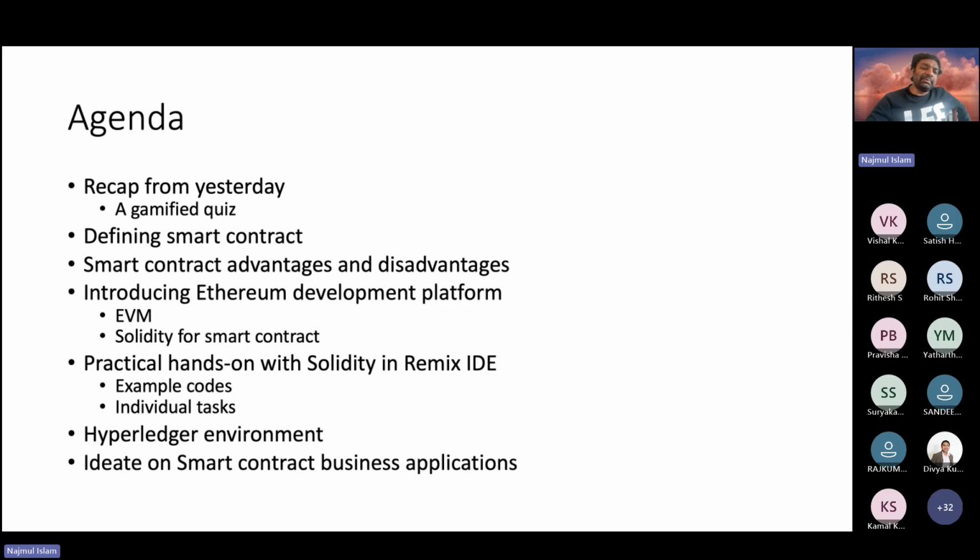And then at the end, because this course is about solving business problems, we will have an open session to discuss designing possible smart contracts for solving business problems. We will try to ideate new things. We will try to think what kind of business applications we can develop using smart contracts.